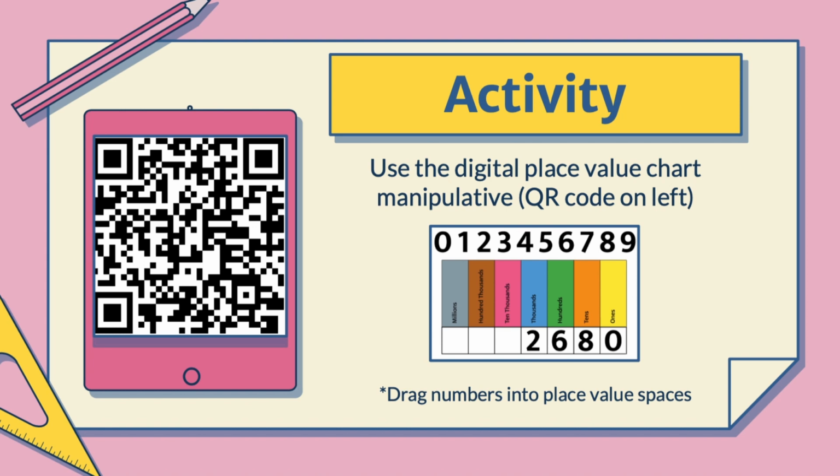So here we are to our activity. Using a device, scan the QR code to the left to take you to the digital place value chart. Once there, practice dragging numbers into the place value spaces.